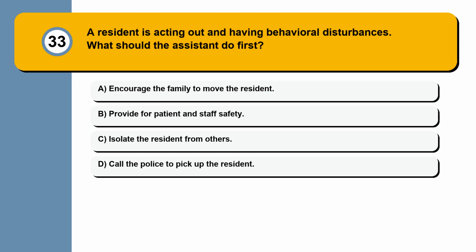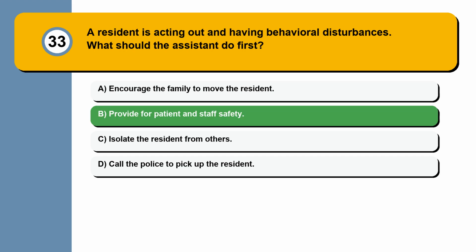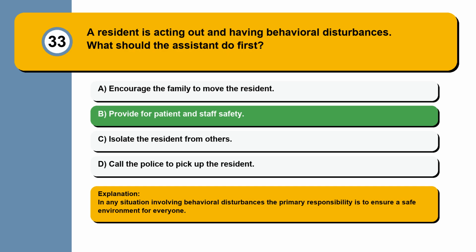Question 33. A resident is acting out and having behavioral disturbances. What should the assistant do first? Encourage the family to move the resident. Provide for patient and staff safety. Isolate the resident from others. Call the police to pick up the resident. In any situation involving behavioral disturbances, the primary responsibility is to ensure a safe environment for everyone.